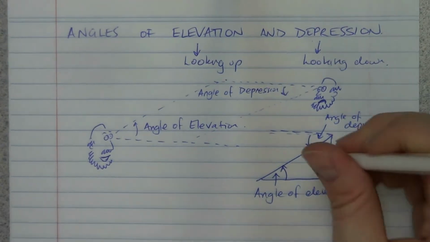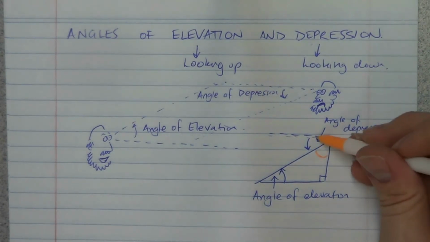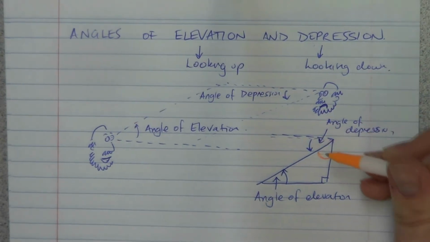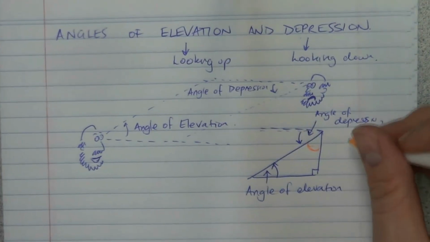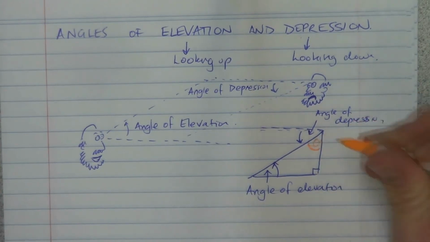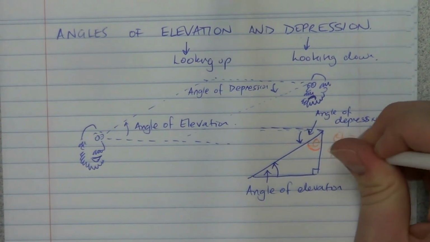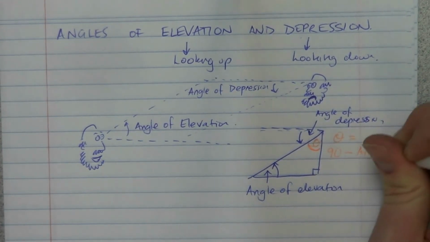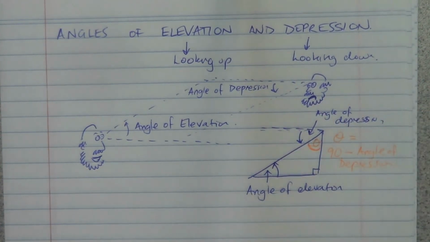So how do you work out this little angle in there? Well, that whole section makes 90 degrees because that's a straight line. So therefore, to work out what this angle is, let's call this one angle theta in here, angle theta is equal to 90 minus the angle of depression. So there we are. Now this is useful for the last section of chapter 6.